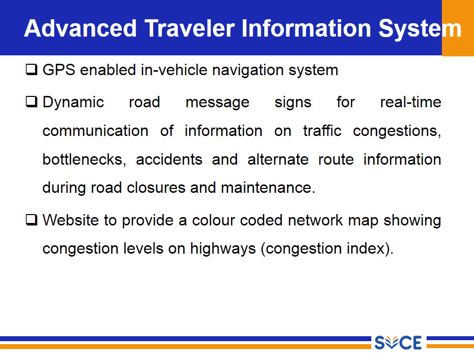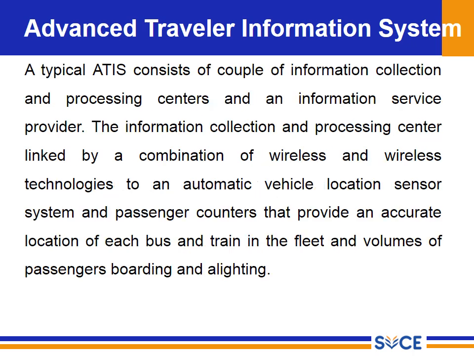Websites provide a color-coded network map showing congestion levels on highways. That is called a congestion index. Suppose a blue color indicates no congestion, so the road is free, whereas in Google Maps a red color shows that it is completely blocked, there is congestion, a bottleneck, so we can take a detour route. The satellite system is effectively used in this type of Google Maps. Even the local authority can develop such a facility for traffic operations.